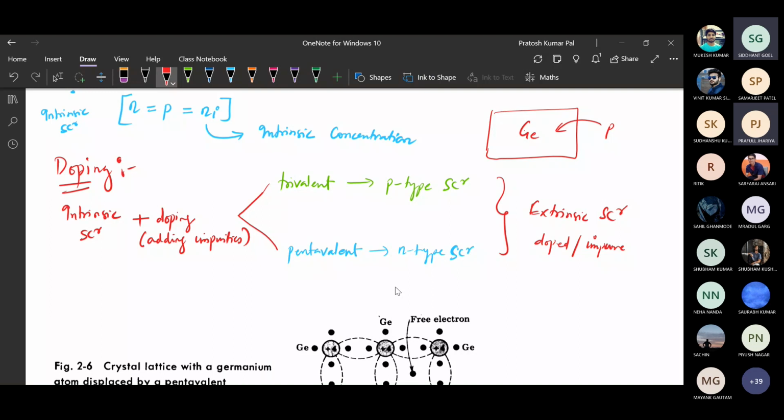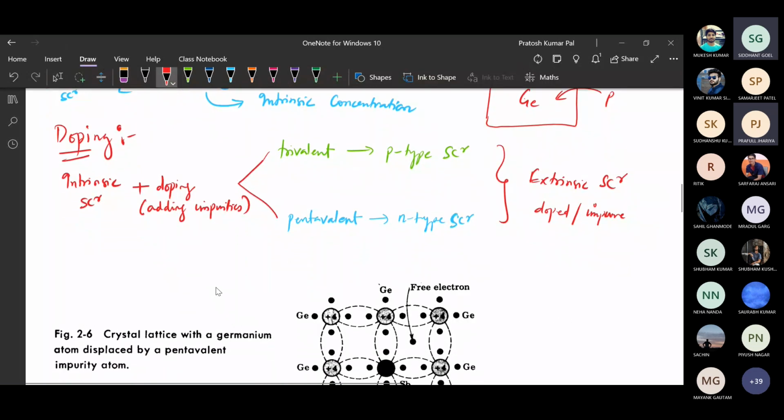Okay, so this is how the doping takes place. In case of doping, if it is trivalent and pentavalent, so trivalent dopants, the elements that we will be adding, are called acceptor ions or acceptor type of impurities. And if it is pentavalent, we will be calling it a donor type of impurity. Donor type of impurities means it will be able to give an extra electron.